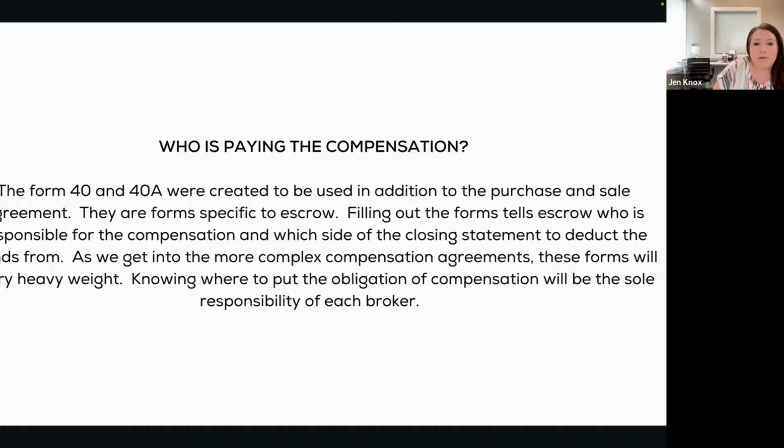The Form 40 and 40A were created to be used in addition to the purchase and sale agreement. They are forms specific to escrow. Filling out the forms tells escrow who is responsible for the compensation and which side of the closing statement to deduct the funds from. As we get into more complex compensation agreements, these forms are going to carry a very heavy weight. So knowing where to put the obligation of that compensation is going to be relied on more and more heavily by you, the broker.